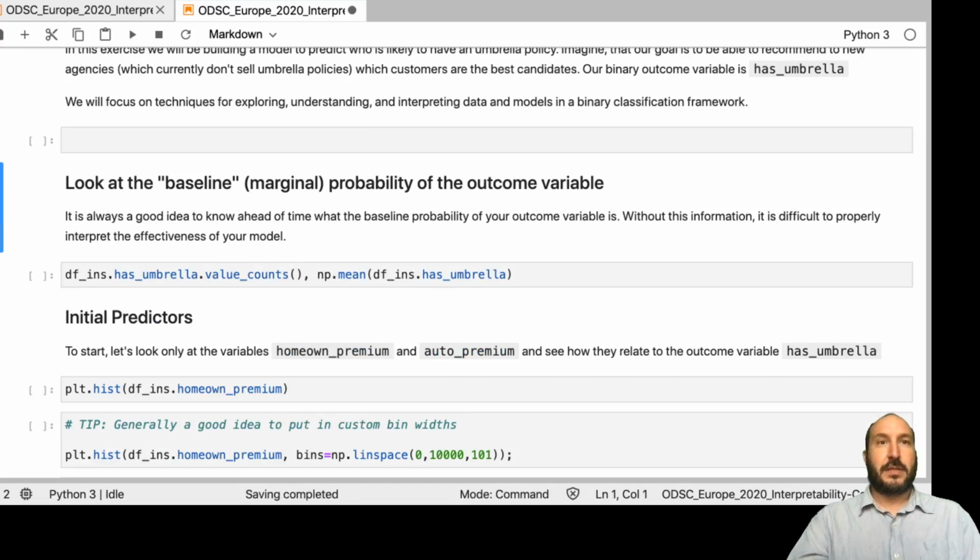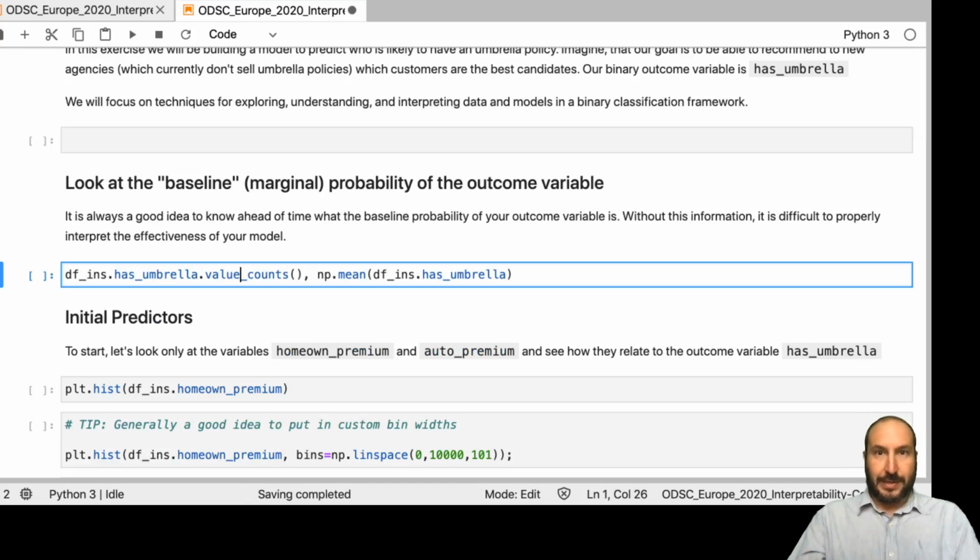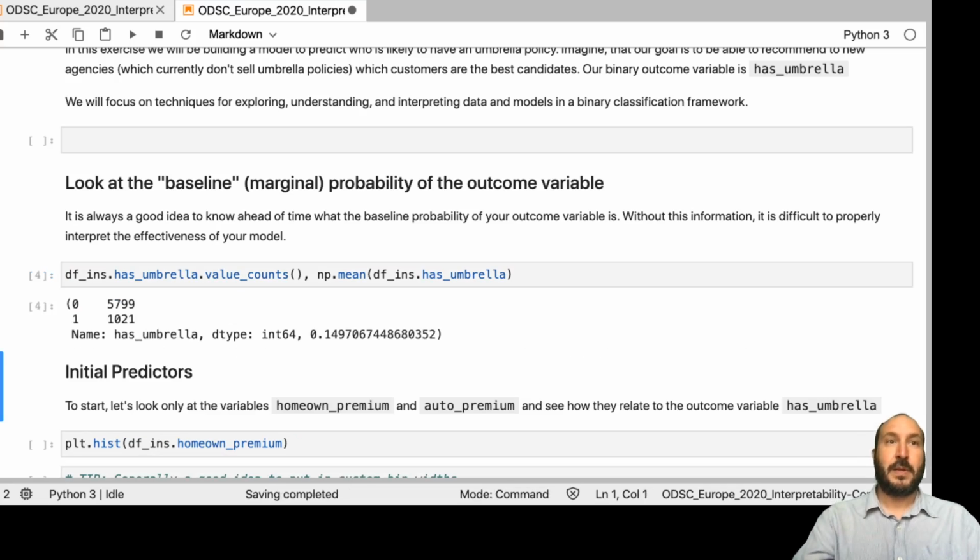So the first thing I always recommend if you're working with a binary classification problem is to know what I call the baseline probability of your outcome variable, which is just what percentage of the cases in your entire training data set is this thing true. In this case, you see there were 6,820 data points, and just over 1,000 of them are true, where the person does have an umbrella policy, and about 5,800 of them do not. It's right about 15% of people have an umbrella policy.